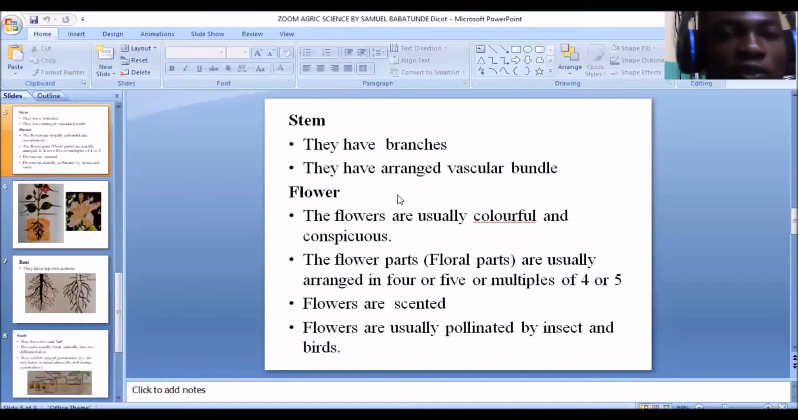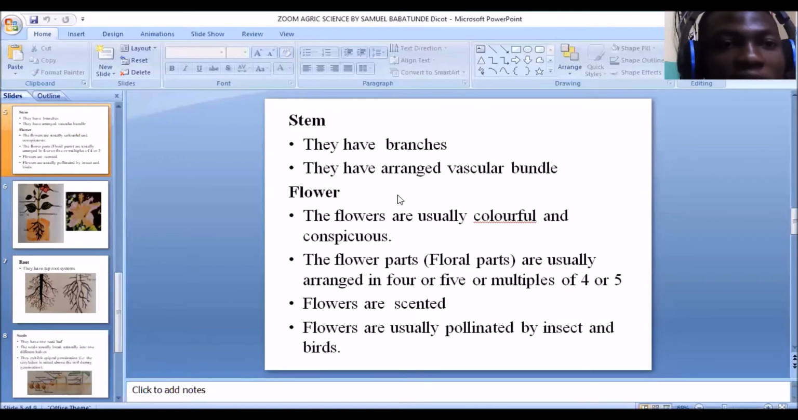Now we progress to the what? To the flowers of a dicot plant. When you see the flower of a dicot plant, these characteristics will enable you to know that this is actually a dicotyledonous plant. Now the flowers are usually colorful and conspicuous, beautiful. The flowers are usually colorful, they are beautiful compared to the monocotyledonous plant. The monocotyledonous plant flowers are not colorful at all. They don't have color. They are usually green and inconspicuous. But that of a dicot plant is colorful.